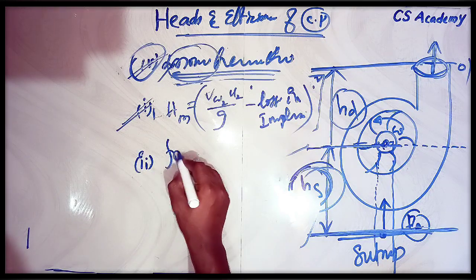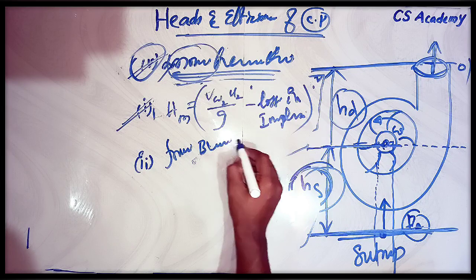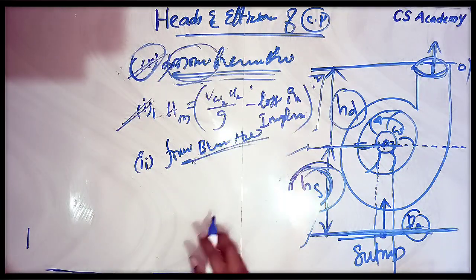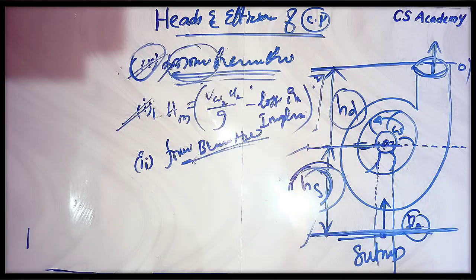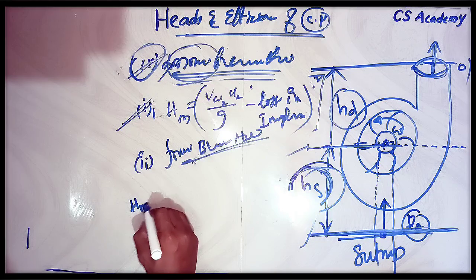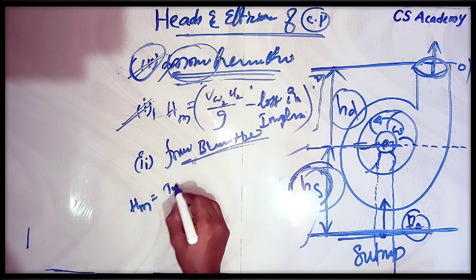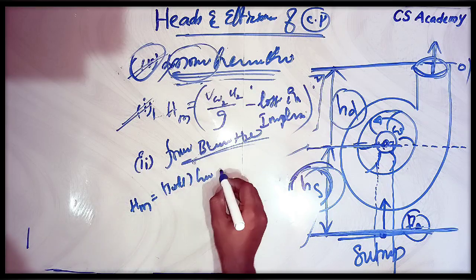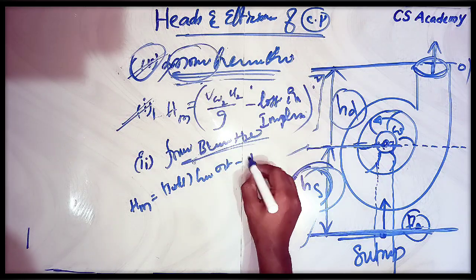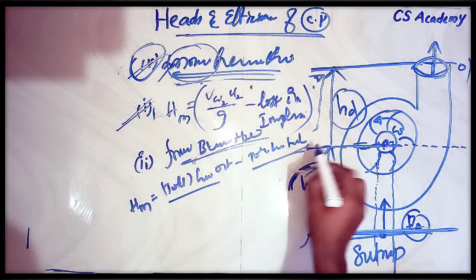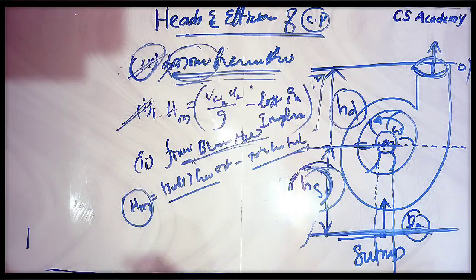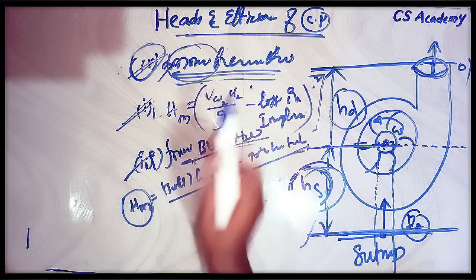From the Bernoulli theorem, as we know, the total head at inlet and total head at outlet are equal. But here there is the manometric head, that is, Hm is equal to total head at outlet minus total head at inlet. The difference between heads of the outlet and inlet is nothing but the manometric head. This is the third way of calculating the manometric head.